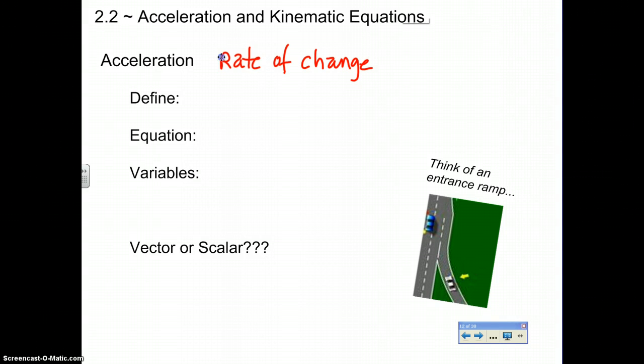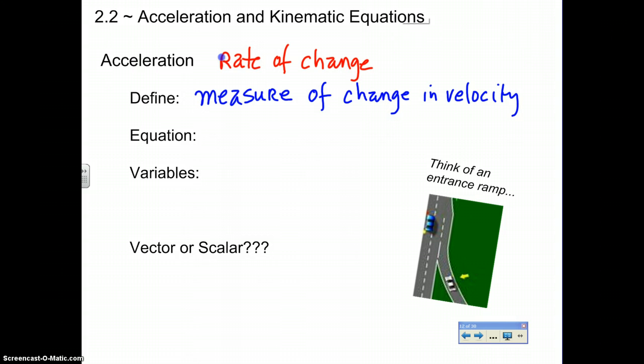And when we go to define this, again, like the other things we've talked about, it is a measure. It's something that we can measure either qualitatively or quantitatively. But in this case, it's a measure of the change in velocity of an object over time.